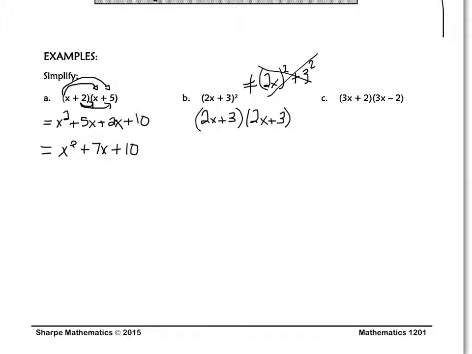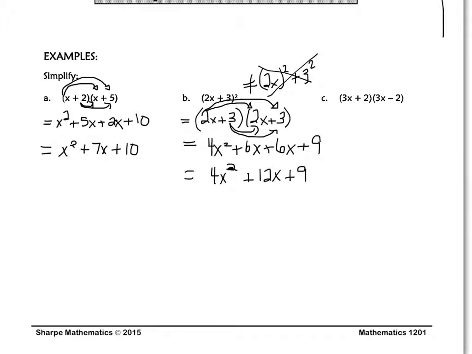So we would have to do this by taking 2x plus 3 and multiplying it by itself. So this is going to give us 2x times 2x is 4x squared, and 2x times 3 is 6x. And then 3 times 2x is another 6x. And then the 3 gets distributed to the last term, which is plus 9. And then you would simplify by putting the like terms together, which are 6x and 6x, and that would give you 12x plus 9.